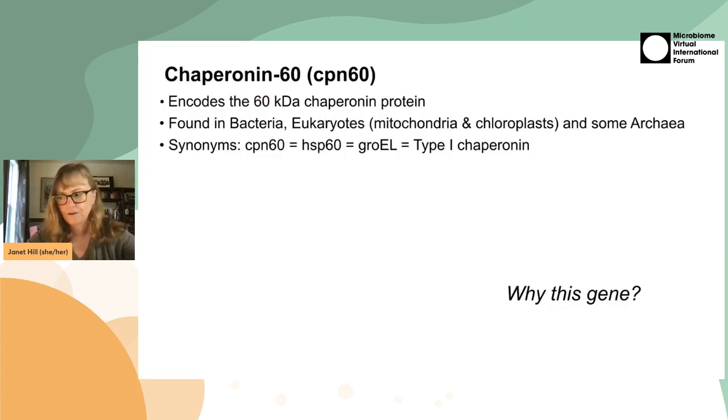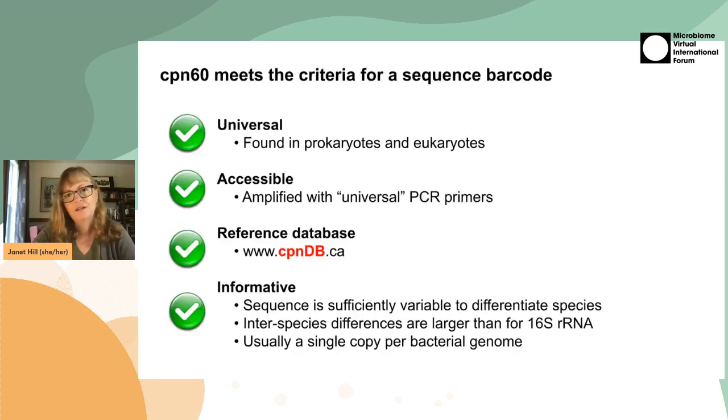So in my lab for a while, and from people actually before me, we started exploring an alternative target for this kind of work, and that's the chaperonin 60 gene. It's also called cpn60. It encodes the 60 kilodalton chaperonin protein. This is found in bacteria, but also in eukaryotes and even in some archaea. And if you don't immediately recognize the name, you might recognize some of its synonyms. It's also known as HSP60 or groEL, particularly in E. coli.